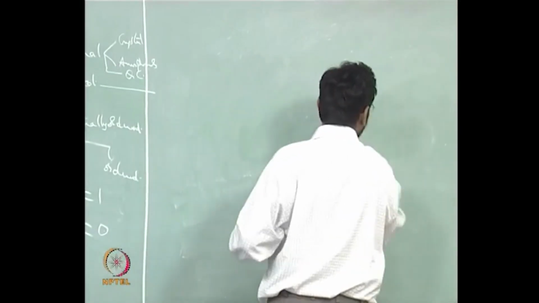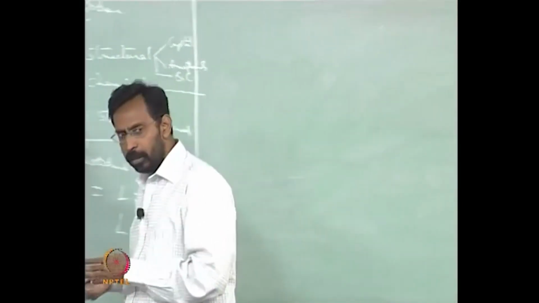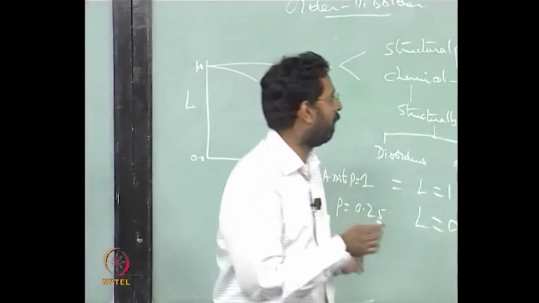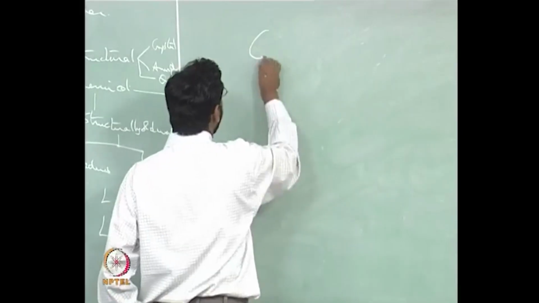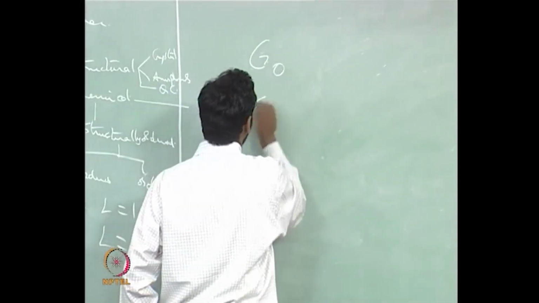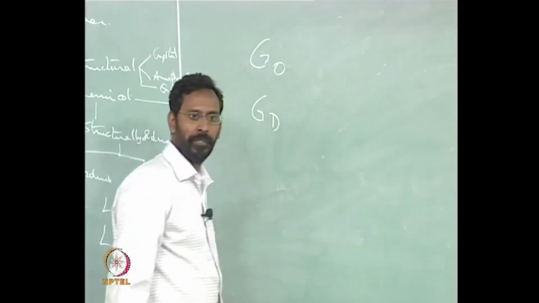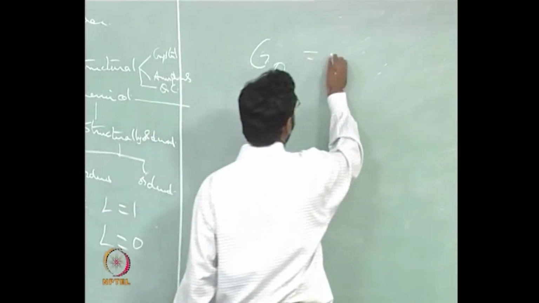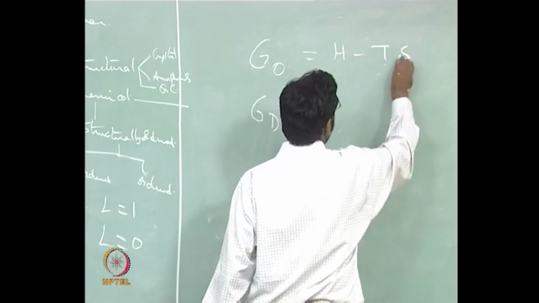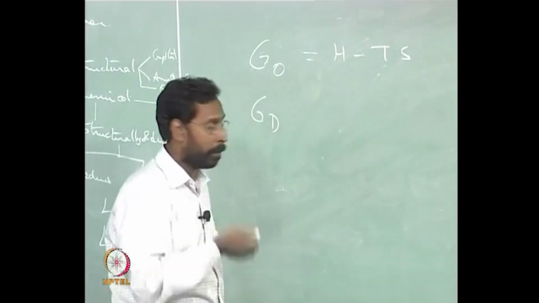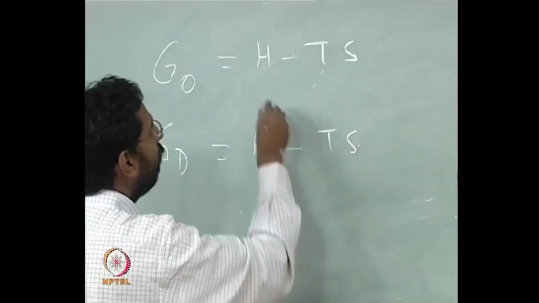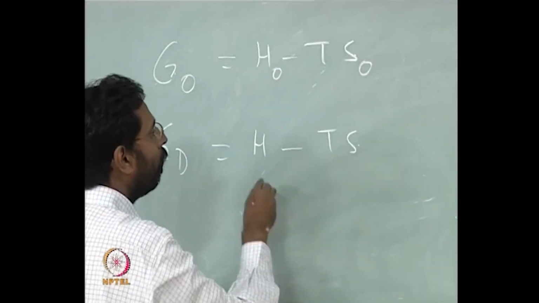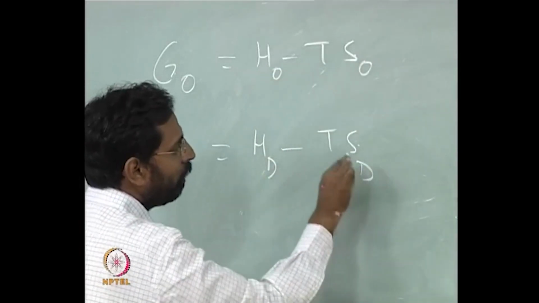Now let us look at the thermodynamics of it. The moment we say it is ordered or disordered, we can talk about the free energy of the ordered phase, free energy of the disordered phase. Free energy of the ordered phase is H minus TS, am I right? Similarly, I can also say here H minus TS, where H of the ordered phase, S of the ordered phase, H of the disordered, S of the disordered.